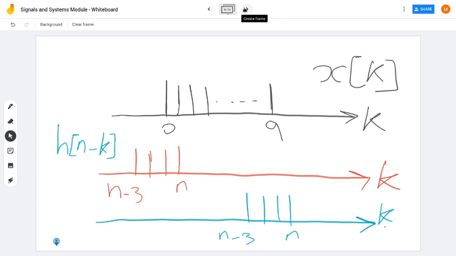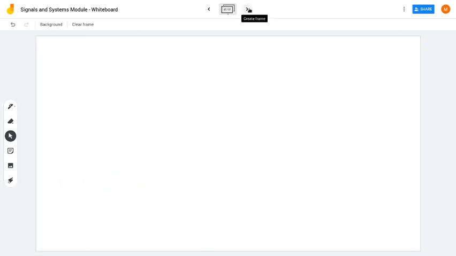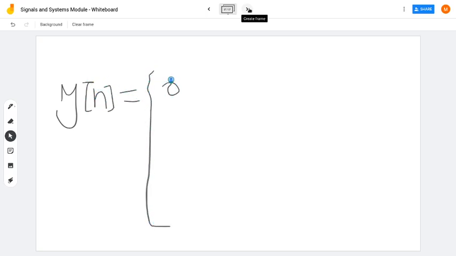Consider the values if n is less than 0. What's going to happen in this case? If n is less than 0, then we will get 0 for the multiplication of x of k and h of n minus k. So the first step over here would be that y of n is equal to 0 if n is less than 0.